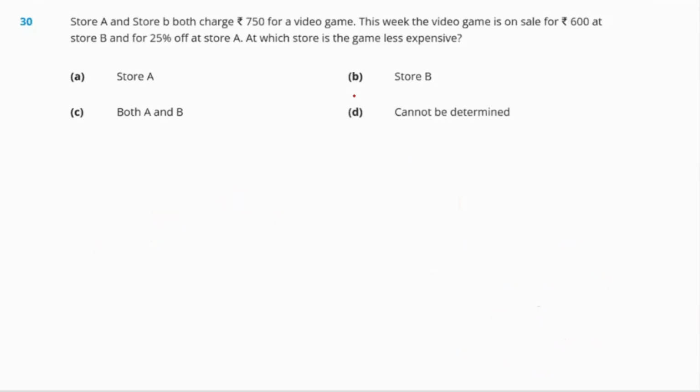Next question: store A and store B both charged rupees 750 for a video game. This week, the video game is on sale for rupees 600 at store B and 25% off at store A. Which store is the game less expensive at? For that, we have to check: the actual price of the game is rupees 750, but on sale it is 600 in store B, and in store A it is at 25% off.